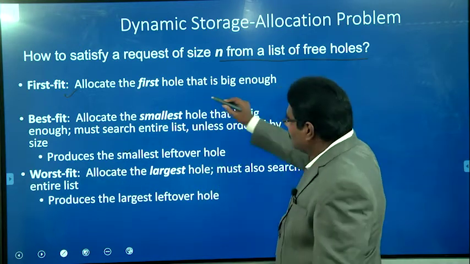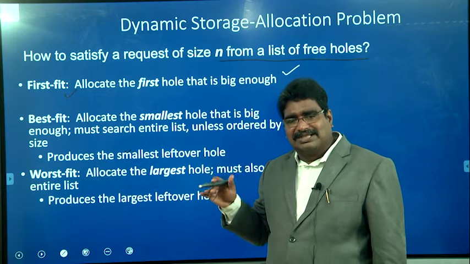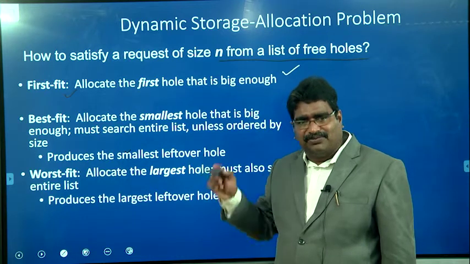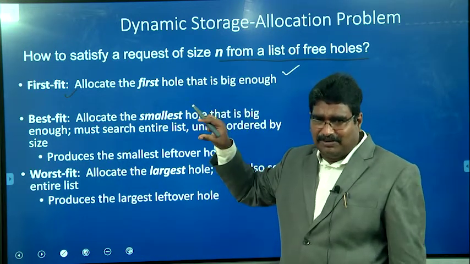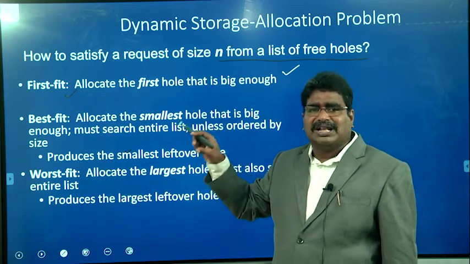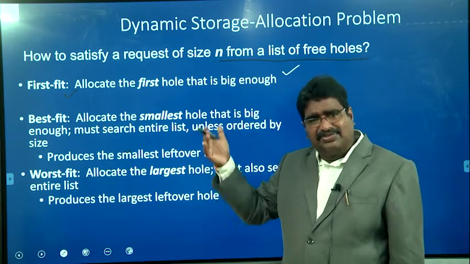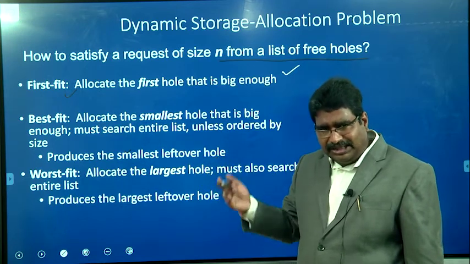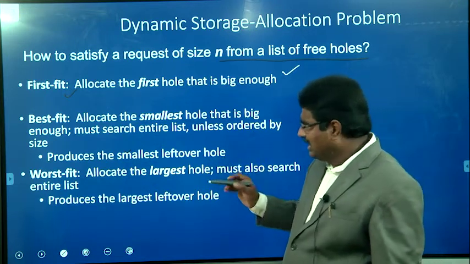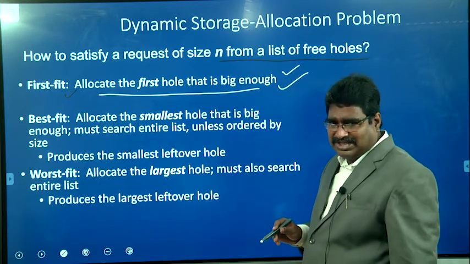In the first fit, first we verify the first free hole. If the first free hole's size is more than n, then we directly allocate it, so there is no need to bother about the remaining ones. If the size of the first free hole is less than n, it is not possible to allocate it to the process of size n, so we go to the second free hole. In that way, whichever one satisfies the size requirement of more than n is allocated. That is, allocate the first hole that is big enough for the process of size n.